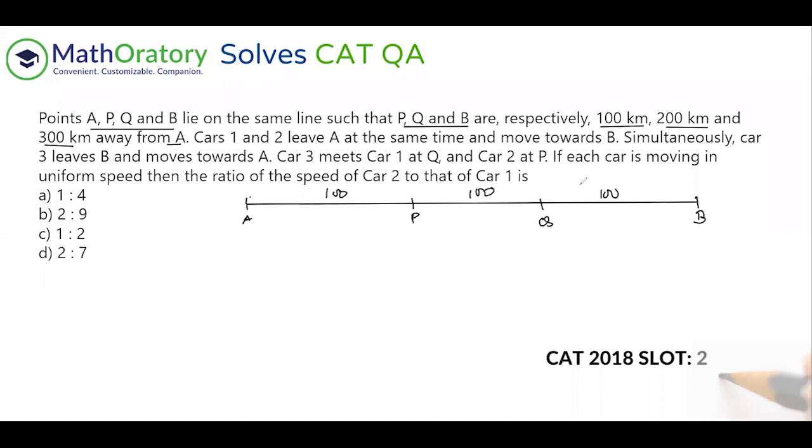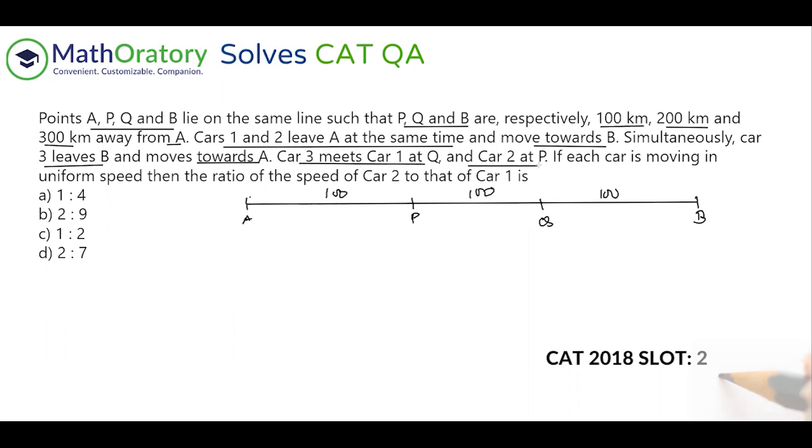Okay, car 1 and 2 leave A at the same time. So they're starting at the same time and moving towards B. And simultaneously, car 3 leaves B and moves towards A. So car 3 is moving in the other direction. Now car 3 meets car 1 at Q and car 2 at P.